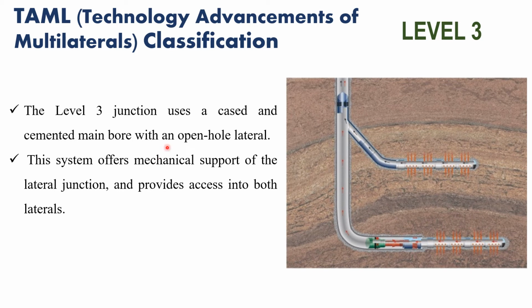A level 3 junction uses a cased and cemented main bore with an open hole lateral. This system offers mechanical support of the lateral junction and provides access to both laterals. So unlike level 2, we can mechanically access both the laterals for a workover operation or any other operation.